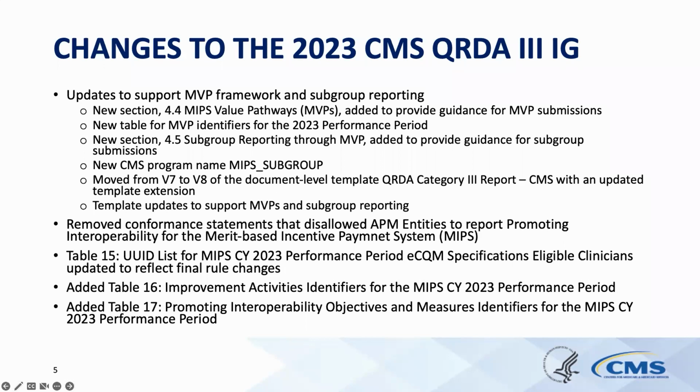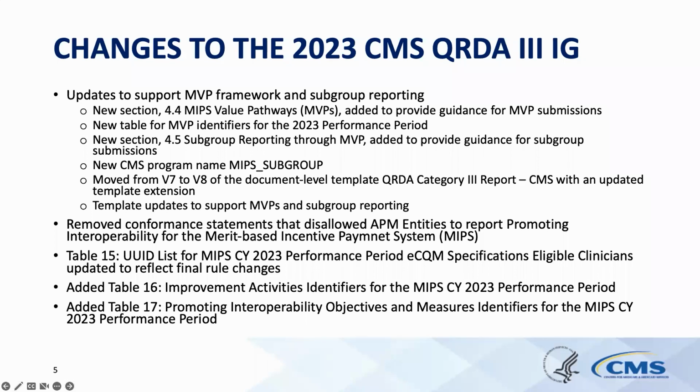Another requirement change is that for the 2023 performance period, APM entities can now report promoting interoperability for MIPS. So the conformance statements that did not allow APM entities to report PI have now been removed in this version. And because of all of these changes to the conformance statements, the version of the QRDA Category 3 report CMS template is changed from version 7 to version 8 with a new template extension. So make sure to use this updated template extension in your submissions.